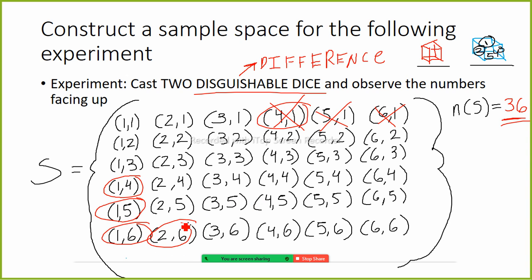Wait, I have a question. So what you're saying is like how when we have distinguishable coins or dice, you'll be like, okay, the second dice fell on six, but the first dice fell on one. But if you have indistinguishable, then you just say you got a one and you got a six. Wow.